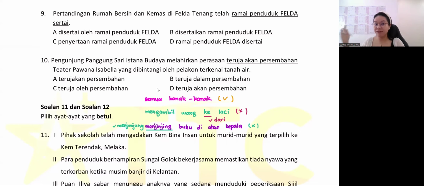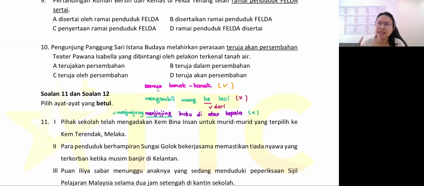Okay. Then Kaiser, what's menggalas? When we have our bag, then we use menggalas. You know your bag sekolah, we always menggalas at the back. Menggalas. So you see, all these kata kerja actually we learn in our normal class already.